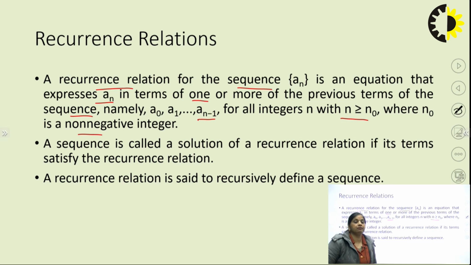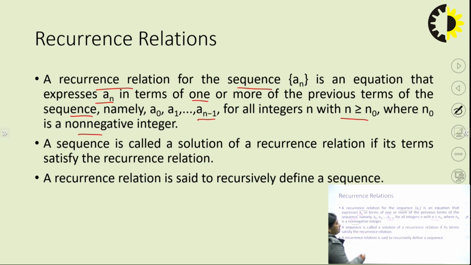So what is a recurrence relation? In a recurrence relation we represent a sequence. The sequence is represented in terms of its previous terms. For example, an, the nth term, can be expressed in terms of an minus 1, or an minus 1 and an minus 2, and so on. What is a sequence for the recurrence relation?